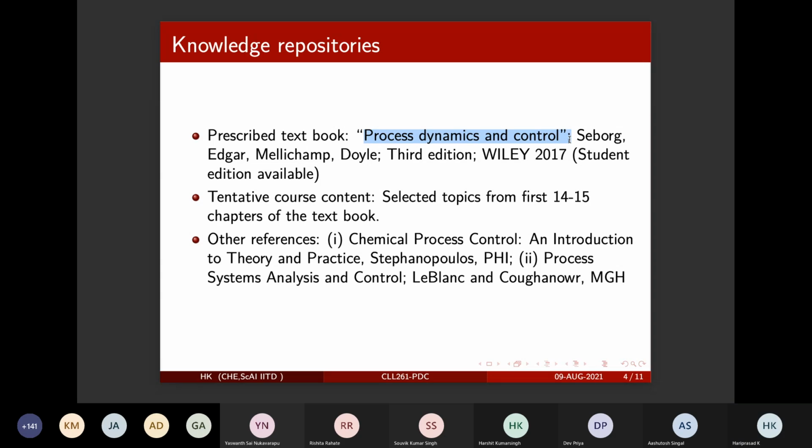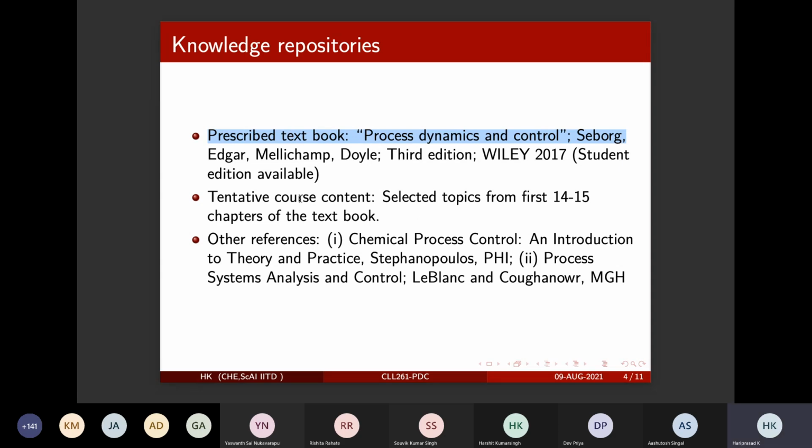In fact, 95% or above, I'll follow the chapters of the book rigorously so that you will also be able to connect it from your side. I would strongly recommend you get a hard copy or e-copy of the book and use it as your own reference. Okay.